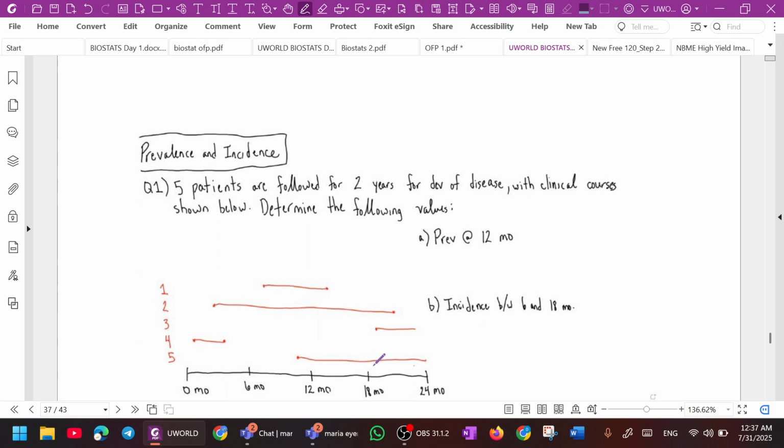Five patients. Prevalence is 4 by 5, and the incidence is 2 by 5. Incidence is 2/5. Wait, let me calculate it myself to make sure.